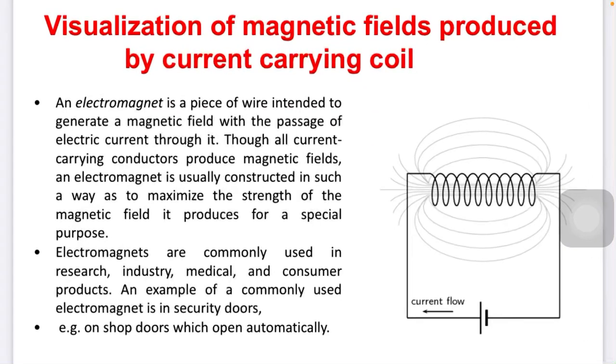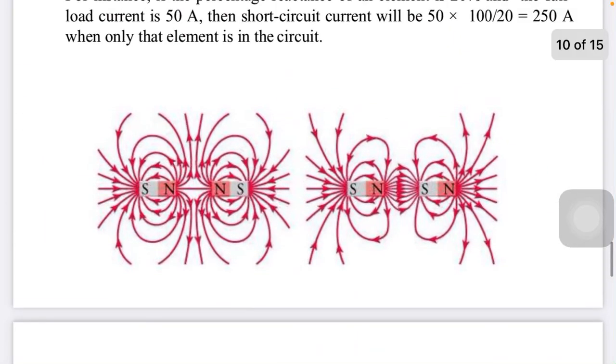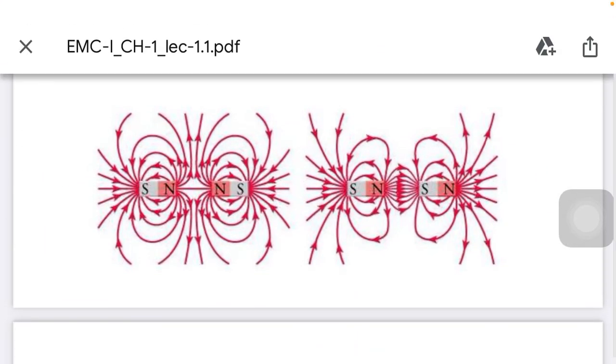Forget about it. Now second is visualizations of the magnetic field produced by the current. Can you see? This is a permanent magnet. There is no supply to the solenoid. There is no solenoid. It's a ferromagnetic material.